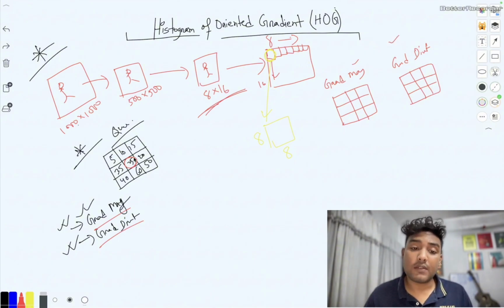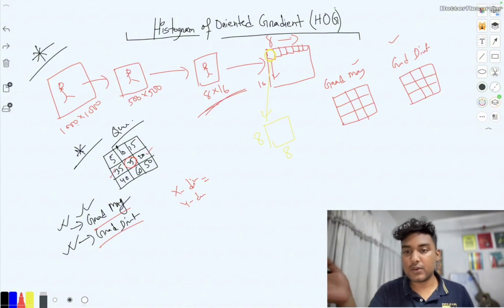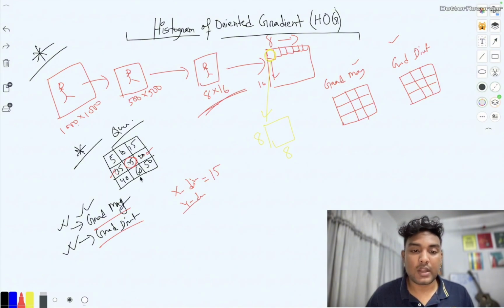If we take the value 25, firstly we need to take the value of x direction and y direction. The x direction means the difference between the value right and left of the specific pixel, like 20 and 35, the difference is 15. So x direction means 15, and y direction means the difference between the upper element and lower element, like 60 and 10. So the difference is 50. So we got x direction and y direction for the value 25.